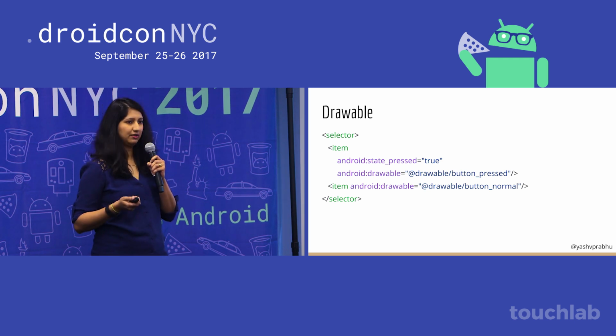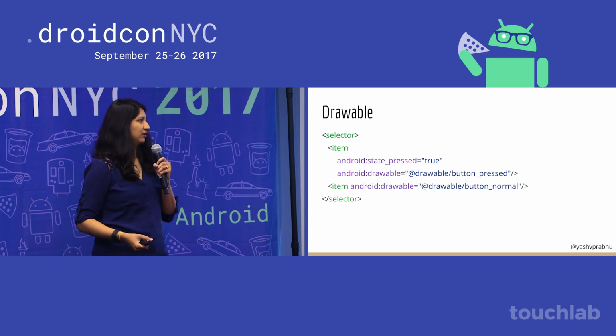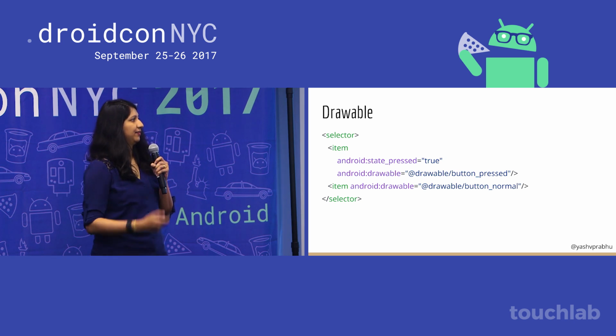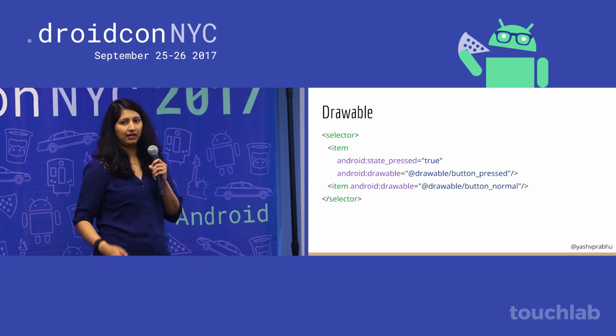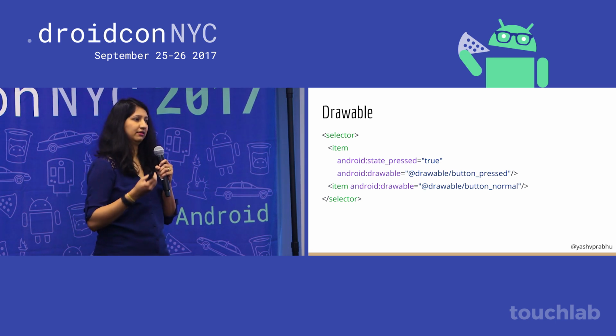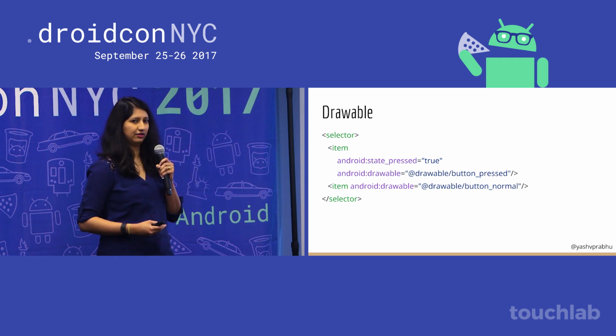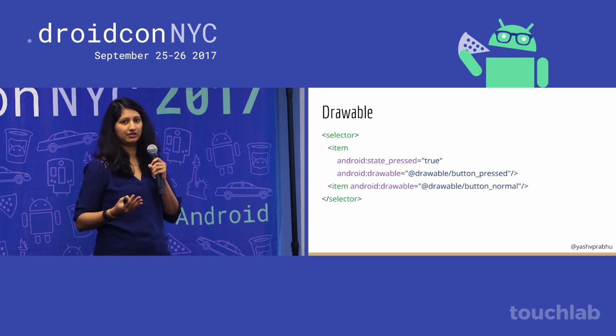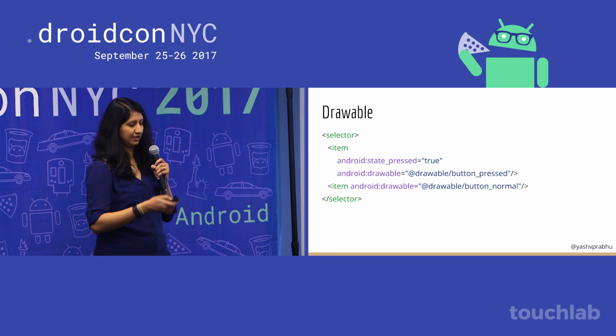So you have drawable, which could generally be PNGs, SVGs, any sort of asset files, and you could also put selector states in there. So if you create a selector for a button and it's pressed, you want it to be a particular drawable. If it's not pressed, or in the default state, you want it to be in a normal state.